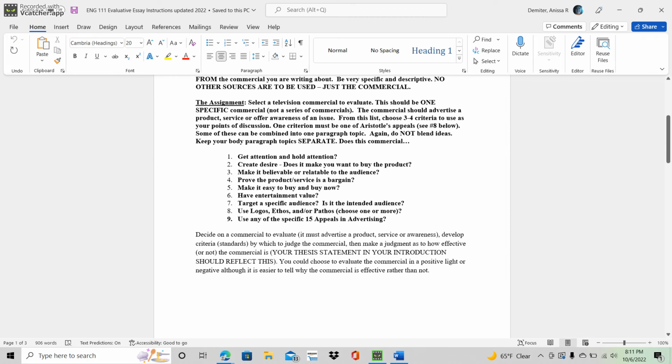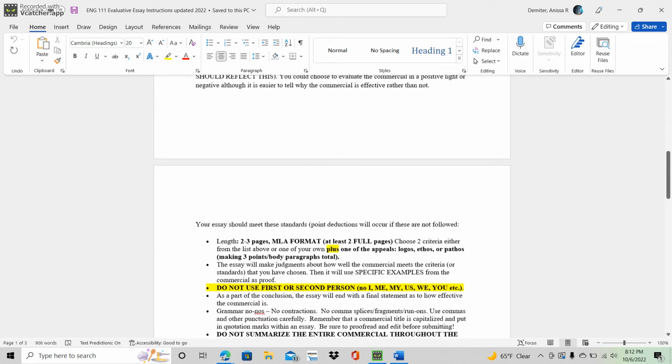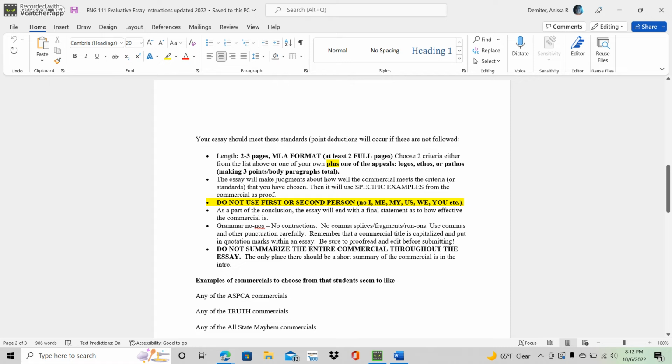Okay, now if you look, I'm going to scroll down, kind of go past this for a minute. Here are the basic instructions: 2 to 3 pages, full pages, 2 full pages. MLA format. It should be set up in MLA format. There is a video in this unit as well as the unit before, and even in the MLA folder in the course content section that tells how to set up an essay in MLA format.